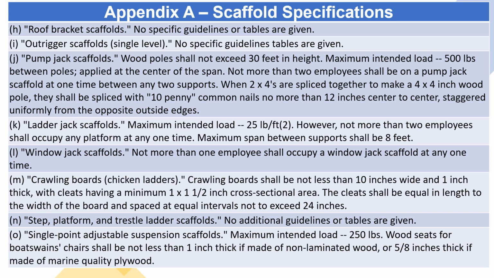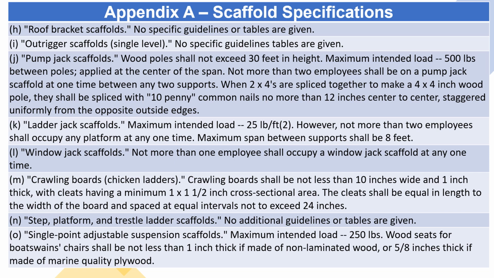M. Crawling boards, chicken ladders. Crawling boards shall be not less than 10 inches wide and 1 inch thick, with cleats having a minimum 1 by 1/2 inch cross-sectional area. The cleats shall be equal in length to the width of the board and spaced at equal intervals not to exceed 24 inches. N. Step, platform, and trestle ladder scaffolds. No additional guidelines or tables are given.